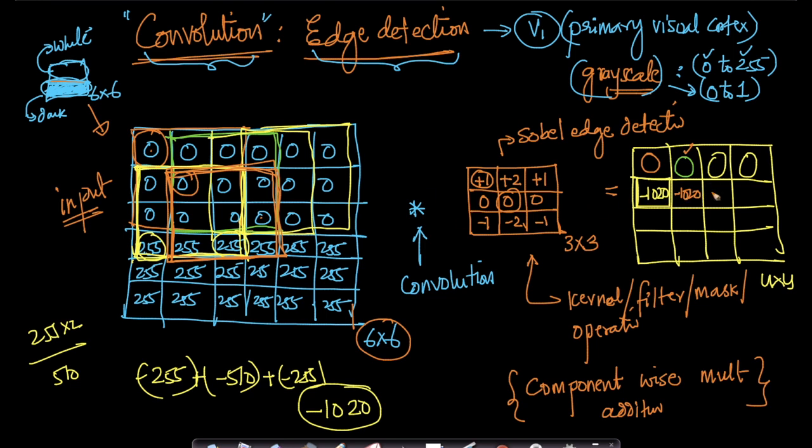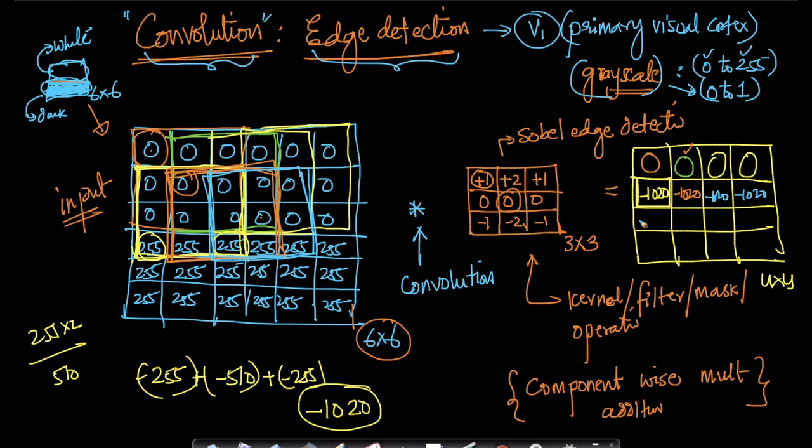What about this cell now? What happens to this cell? In this cell, I will use this matrix now. Because again, look at it. You have all three zeros, three 255s. So you'll again get minus 1020. Here also you'll get minus 1020, if you just repeat that operation.